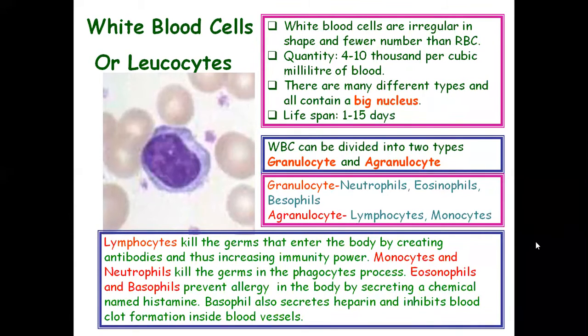Lymphocyte is a small cell with a large nucleus. Lymphocyte kills germs by creating antibodies. Monocyte is a large cell with a small oval or kidney-shaped nucleus. Monocyte kills germs by the phagocytosis process.